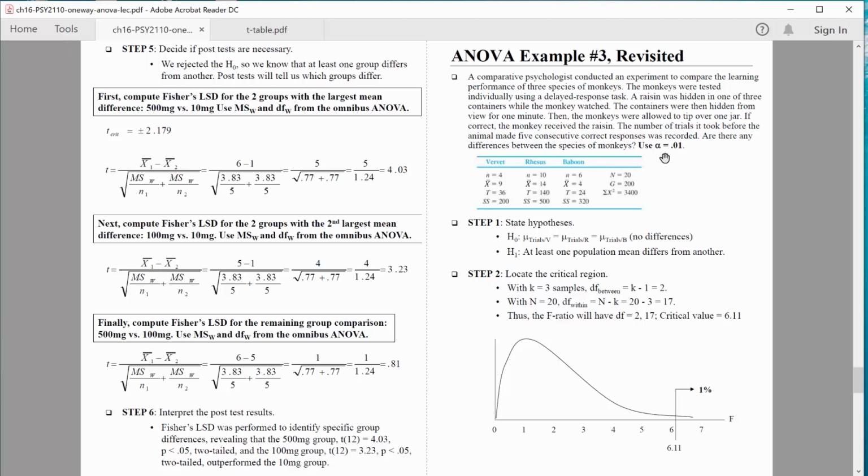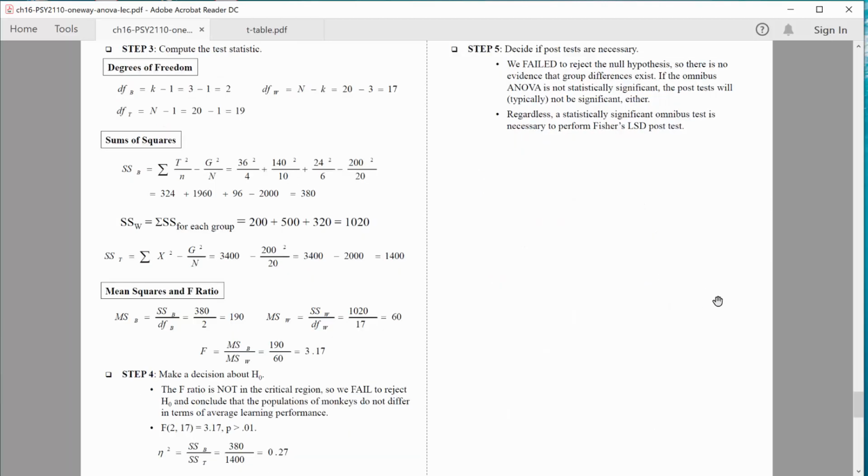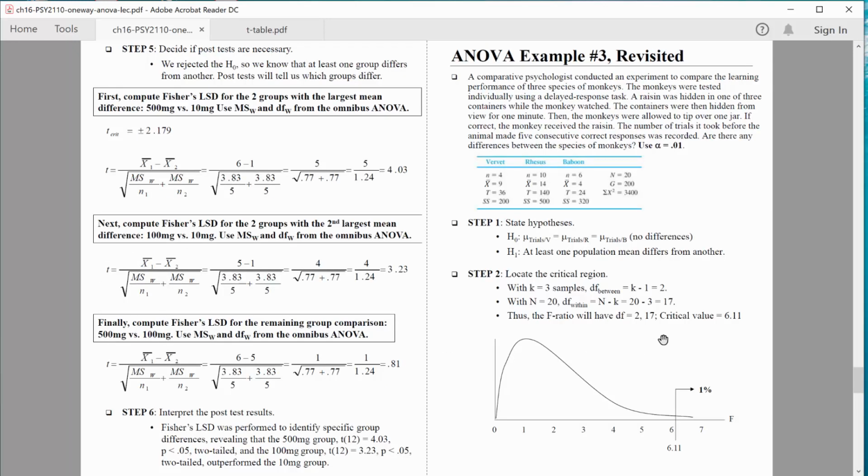And we were using an alpha of 0.01, so we needed a lot of evidence. And we had relatively small sample sizes, so this is probably an underpowered study. Nonetheless, we went ahead and conducted the ANOVA. We found a critical value of 6.11. When we ran the ANOVA, we found an F value, an F ratio of 3.17. 3.17 did not exceed our critical value, so we did not have statistically significant results.